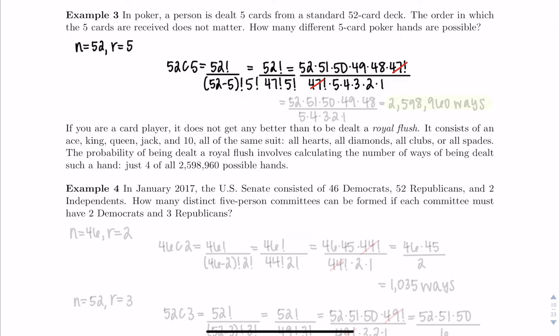And so what we have left over is 52 times 51 times 50 times 49 times 48 all over 5 times 4 times 3 times 2 times 1. And that ends up just becoming 2,598,960 ways, or poker hands, that could be dealt.